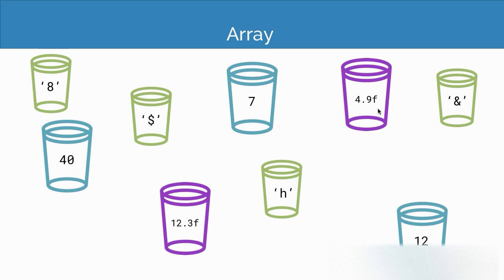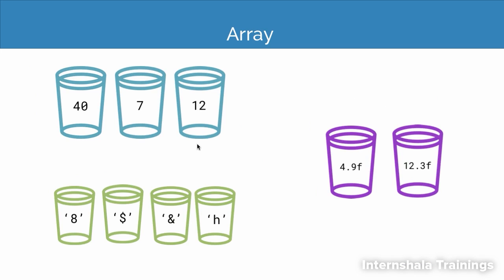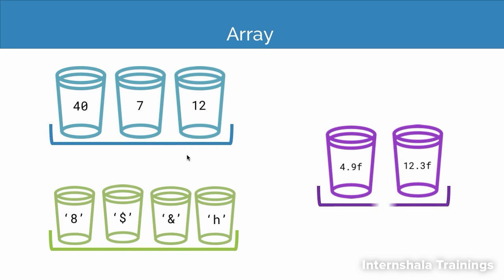Now currently we have a lot of data type present in front of you. Why don't we organize it and place them together? So here we have the bunch of integer values, here bunch of character values, and here we have the couple of floating point values. Now suppose we place them on a tray. So these are now grouped together.